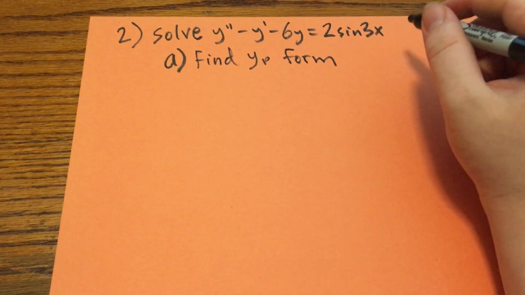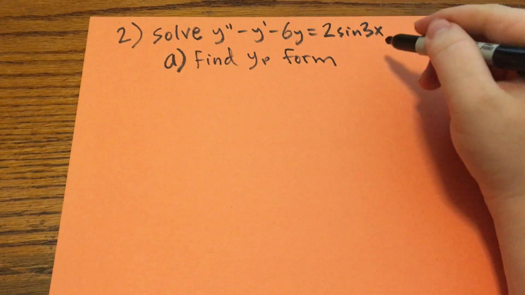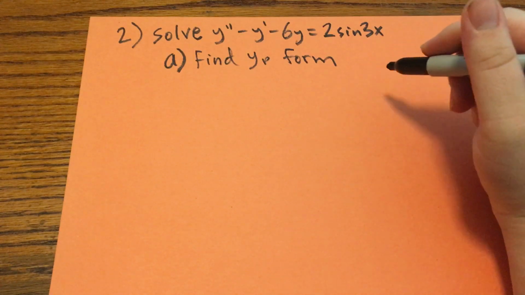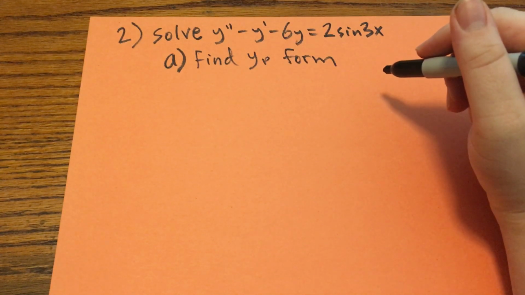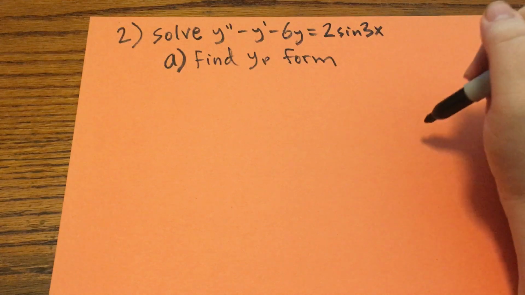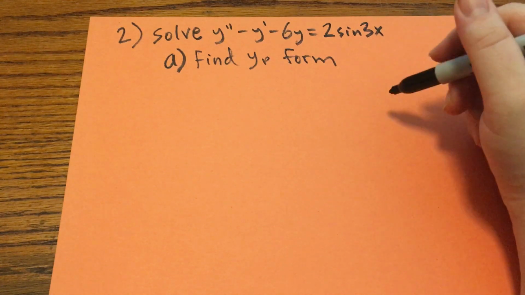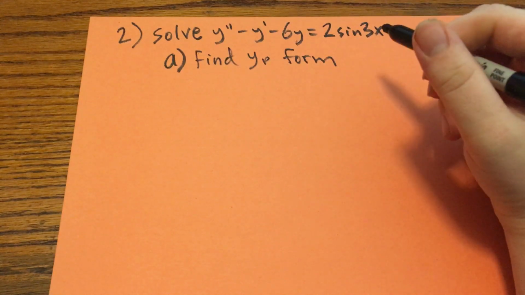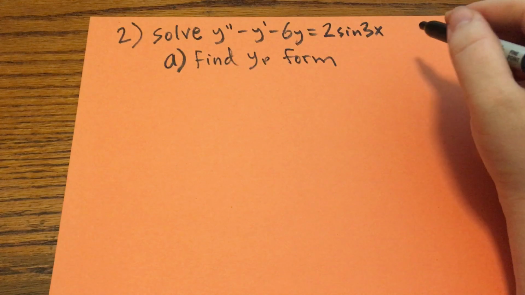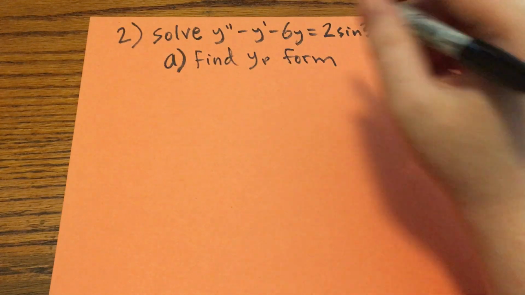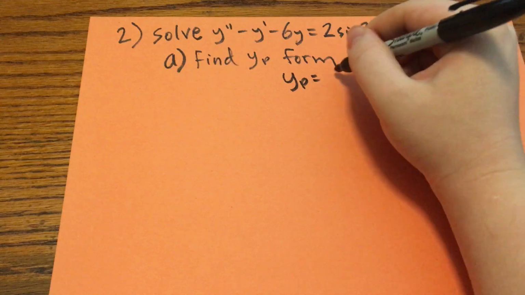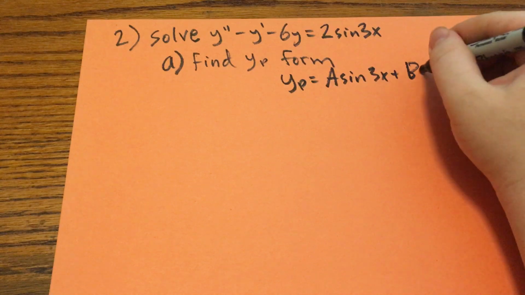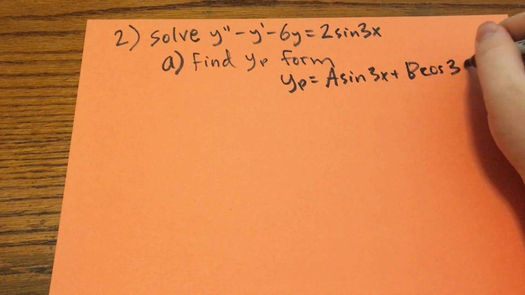Now the method of doing this is kind of tricky because there's no concrete way. There's no formula for it. There's no mnemonic device like lefty right plus righty left. There's nothing you can use to always get a consistent answer. It's more of an intuitive thing. And so first I'm just going to show you what it is. So in this case, y sub p equals a sine of 3x plus b cosine of 3x.